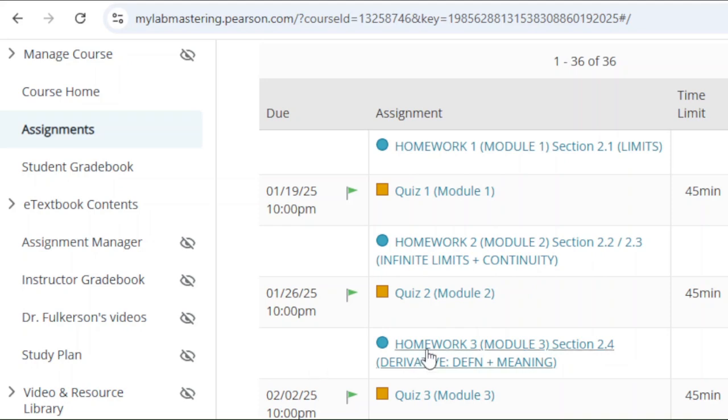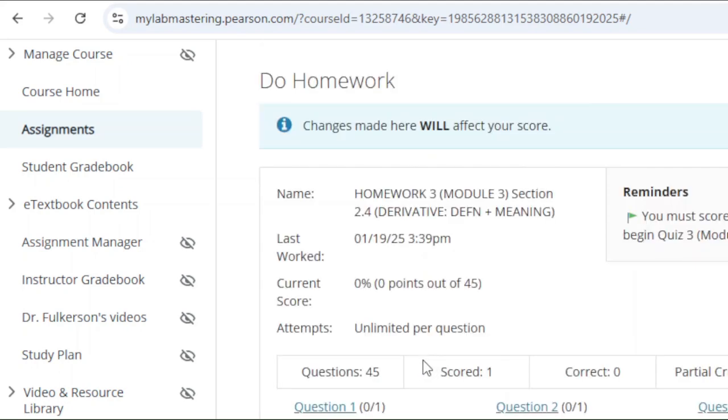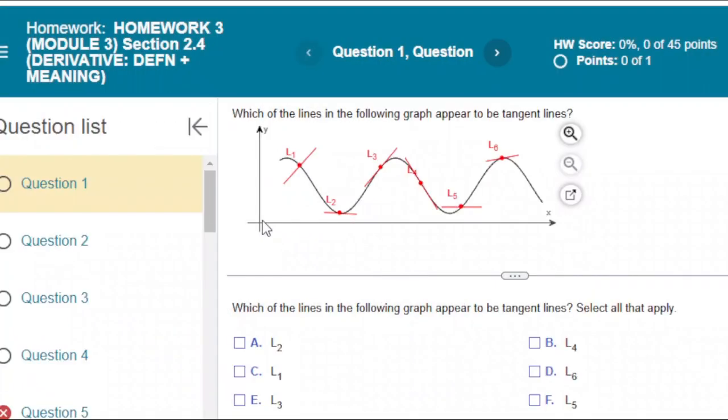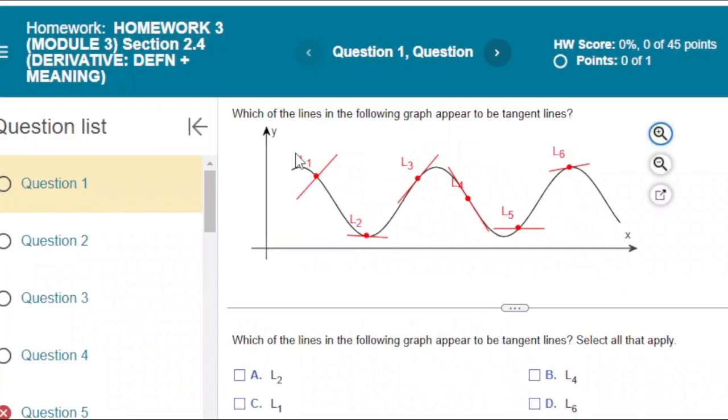All right, we're going to do a bunch of homework problems from homework 3. Now, this first one says, which of the lines in the following graph appear to be tangent lines? Well, what about L1 here? No, L1 does not appear to be a tangent line, right? It's kind of cutting through the curve rather than being tangent to the curve.